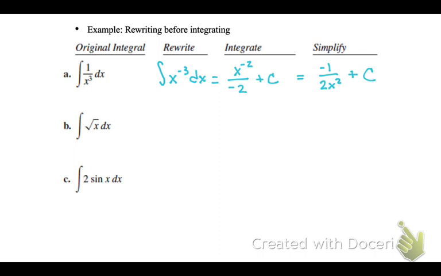Okay, so how am I going to rewrite the next one? One half x. How about x to the 1/2? Sure. Is that what you meant? What did I say? 1/2 x. Okay. So add, then divide. Yes? Okay. So what's 1 plus 1/2? 1 1/2. So 3/2.